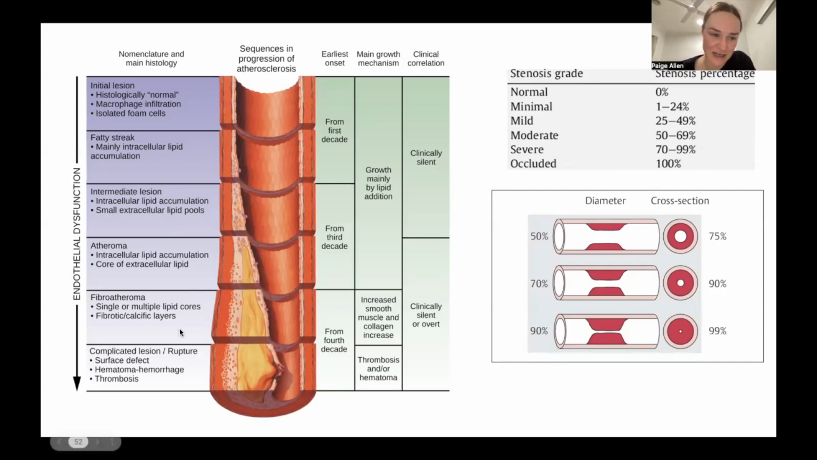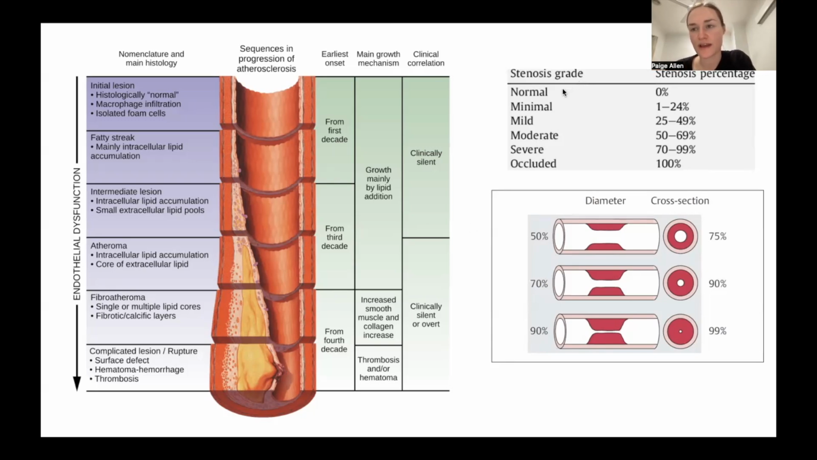Then the next stage is called a fibroatheroma, and similarly you're starting to get that calcified cap with all of that lipid material on the inside. And then eventually that can rupture, and that's an unstable plaque, and then it can come off essentially as a clot.